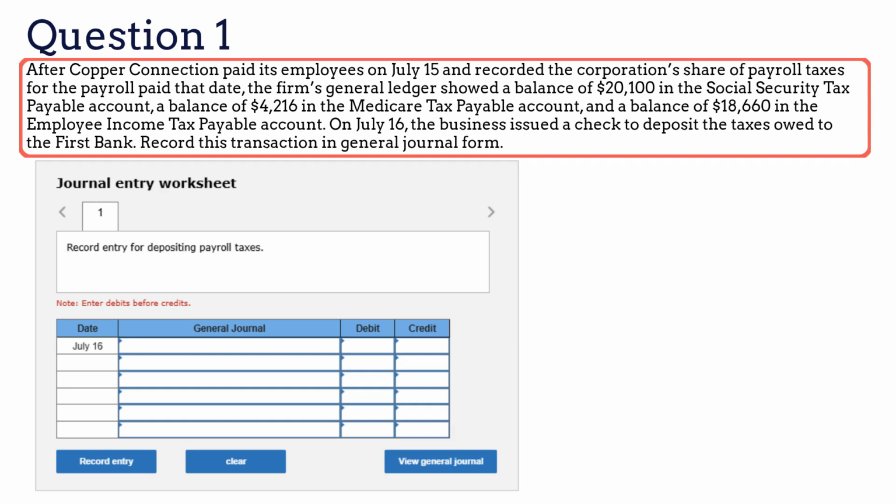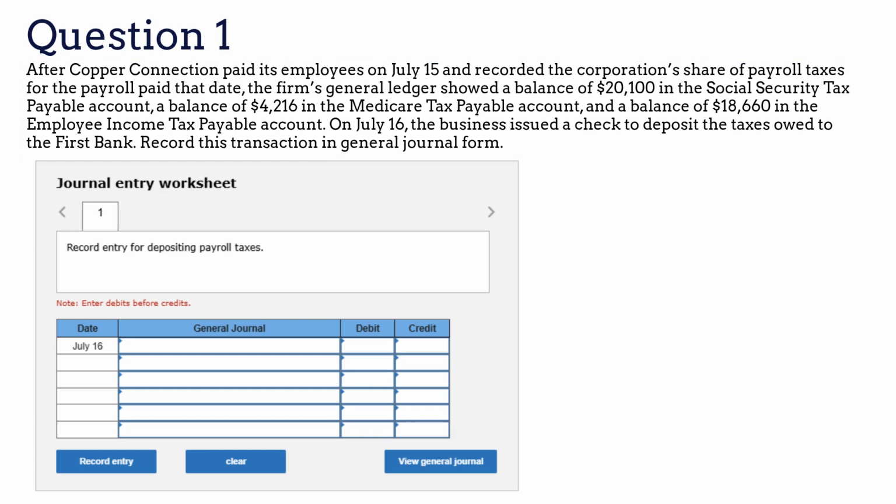In question 1, Copper Connection Company paid its employees on July 15 and recorded the corporation's share of payroll taxes. The firm's general ledger showed a balance of $20,100 in the Social Security payable account, a balance of $4,216 in the Medicare tax payable account, and a balance of $18,660 in the employee income tax payable account. Your task is to record the payment for these amounts due.